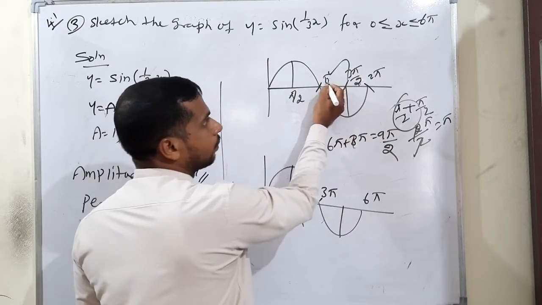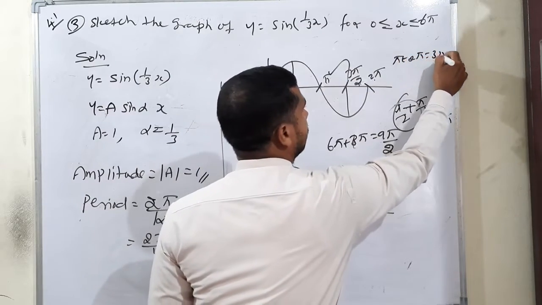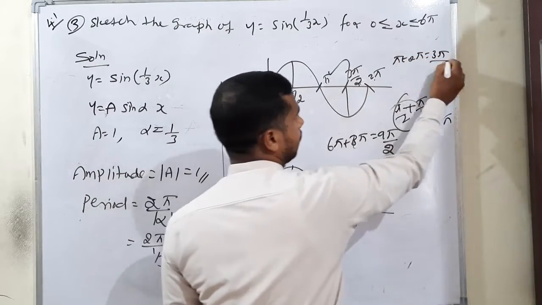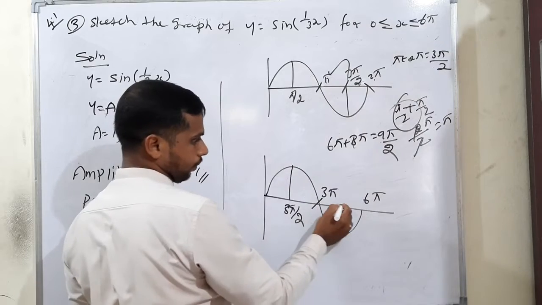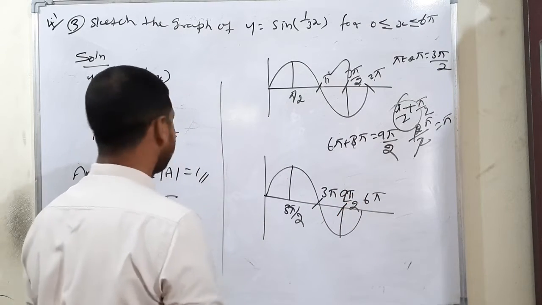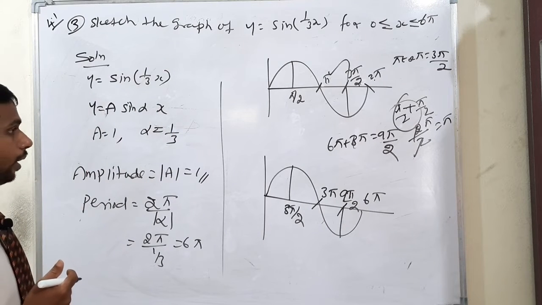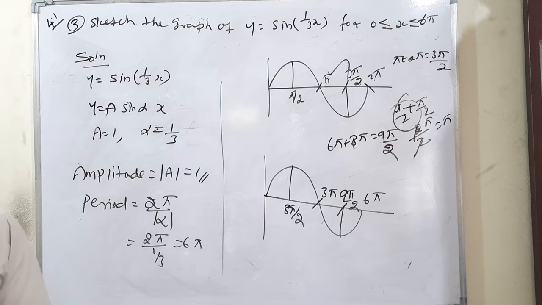So listen very carefully, 6 plus 3 pi means the distance between each and every one is pi by 2, so we can show here, we can write 9 pi by 2. This is the graph for y is equal to sine of 1 by 3x. Okay, I will continue with the next question.